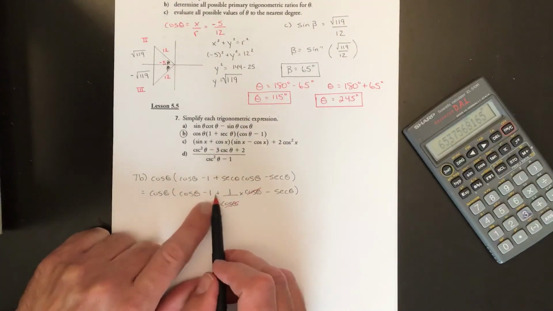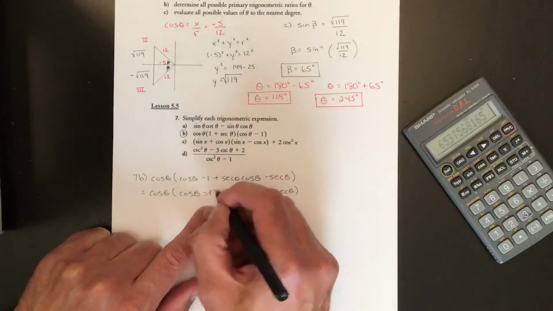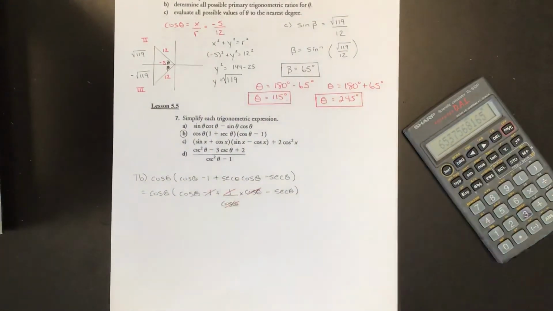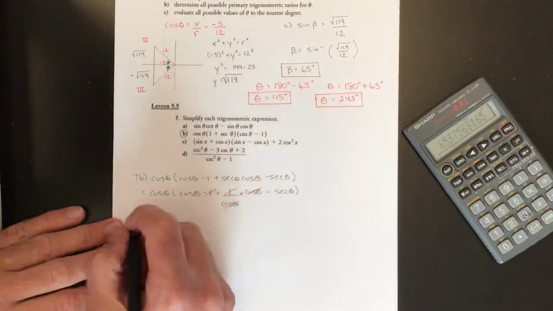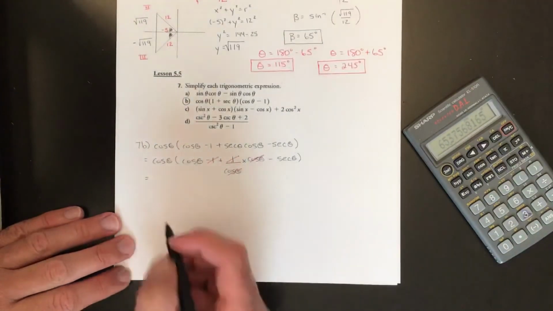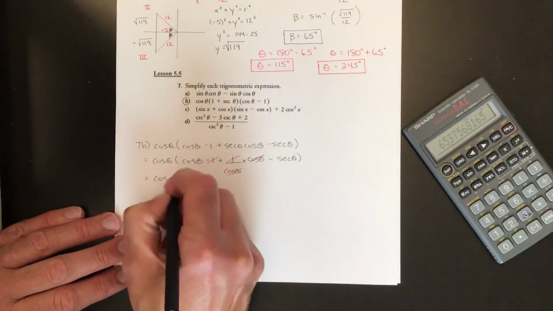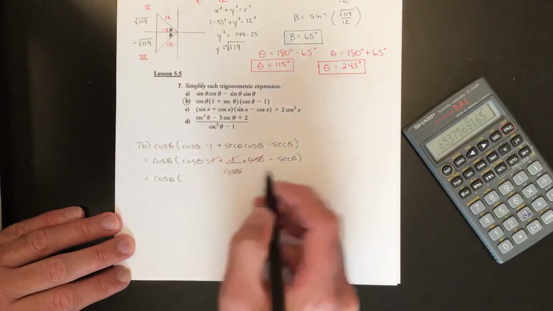So negative 1 plus 1 is 0. So now that's gone as well. So I have cos theta minus secant theta.